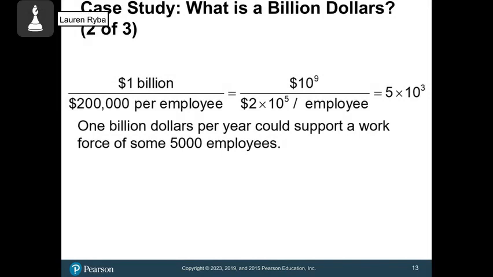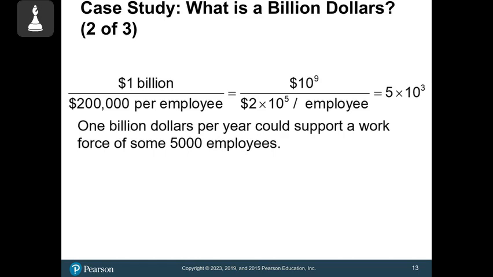So, we would take that $1 billion that we have total divided by $200,000 per employee. Now, we can rewrite these numbers in scientific notation. 1 billion is a 1 with 9 zeros, or 1 times 10 to the ninth. $200,000 is 2 times 10 to the fifth.